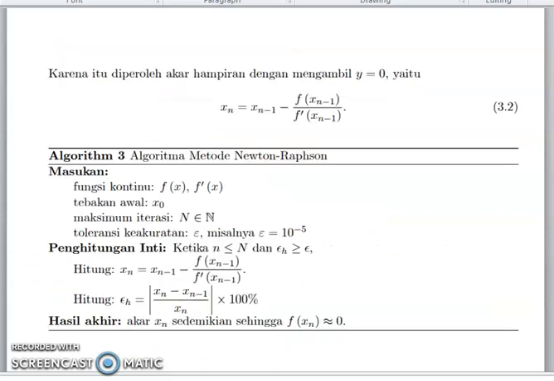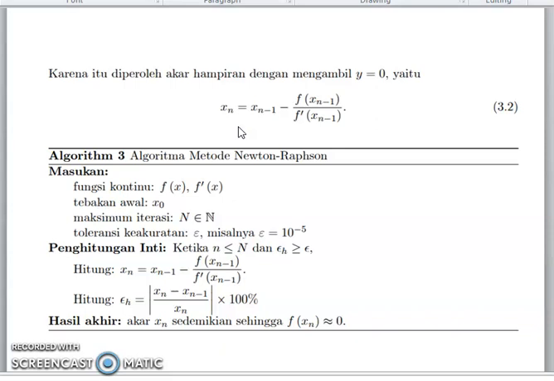Therefore, the approximate root is obtained by taking y equal to 0: x_n equals x_{n-1} minus f(x_{n-1}) divided by f'(x_{n-1}).